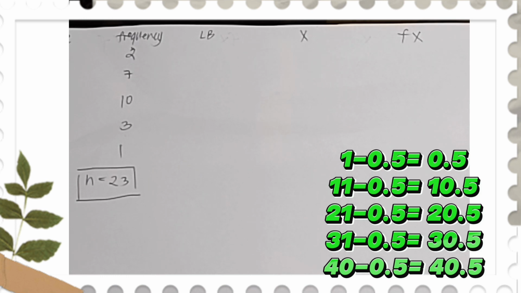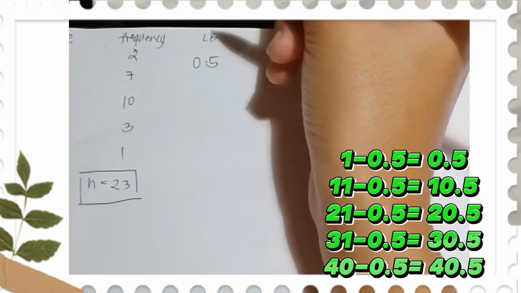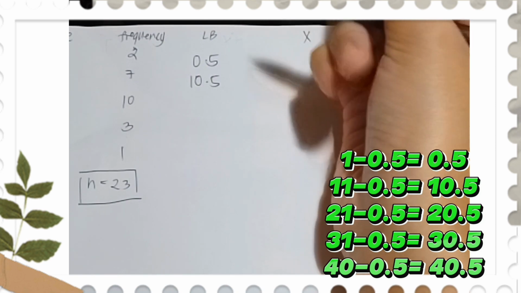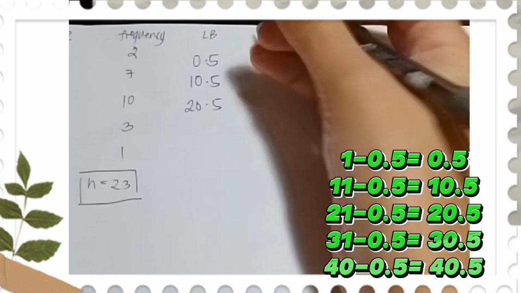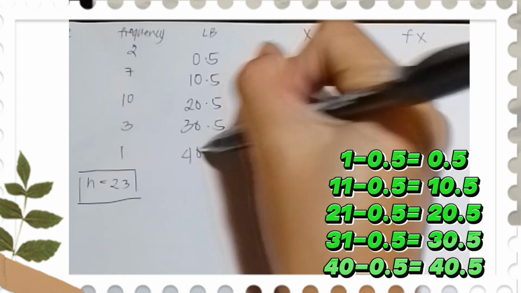In getting the lower boundary, we need to subtract 0.5 from the range. So 1 minus 0.5 is equal to 0.5. 11 minus 0.5 is equal to 10.5. 21 minus 0.5 is equal to 20.5. 31 minus 0.5 is equal to 30.5. 41 minus 0.5 is equal to 40.5.